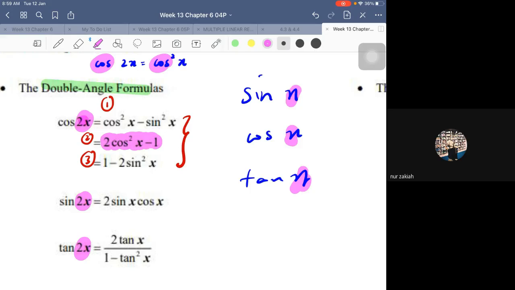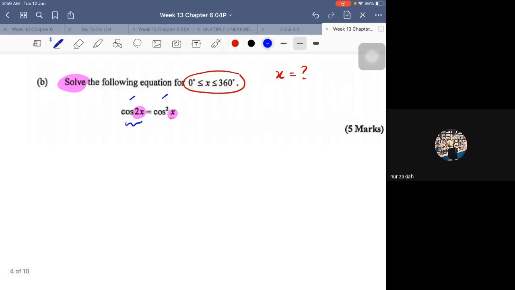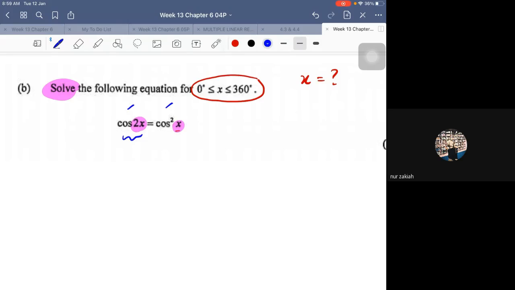So therefore, now let's go back to our question. So kita pun ganti. According to the rule that we have seen just now, cos 2x adalah bersamaan dengan 2 cos square x tolak 1. So dia adalah bersamaan dengan cos square of x. Sekarang all we have to do is rearrange. Apa yang sama I akan letak sekali. So now I'm going to rearrange this as 2 cos square x tolak cos square x.